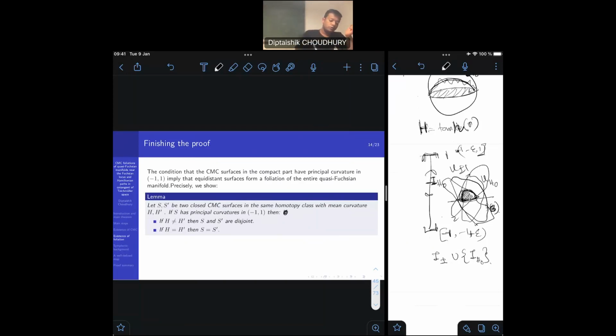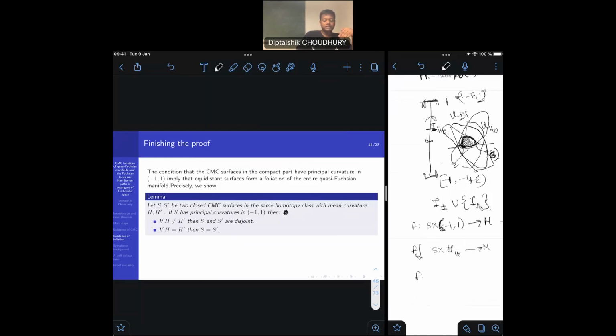So how this helps is that, recall that our goal is to construct this map from S times minus 1 to 1 to M, such that at each level the image is a CMC H surface. And how we are going to do it essentially is by restricting to these small subintervals, so I can define this map in a proper way. Suppose you call that F_H0, and H0 is again in that range c1 to cn, and what you want to do now is define this map F restricted to this open interval as this F_H0.